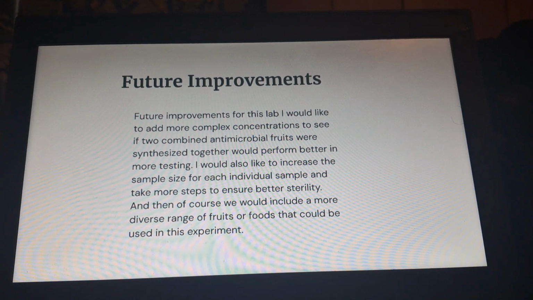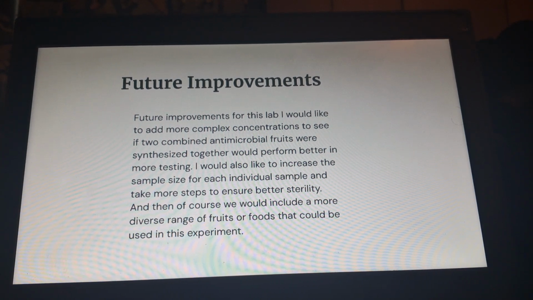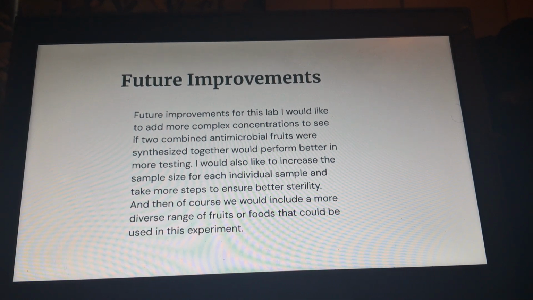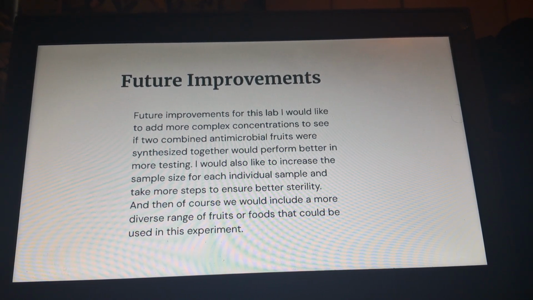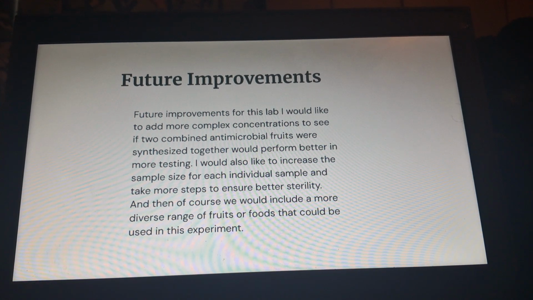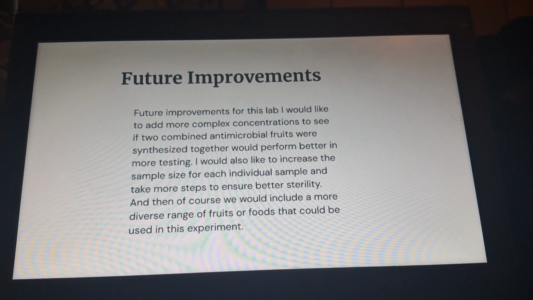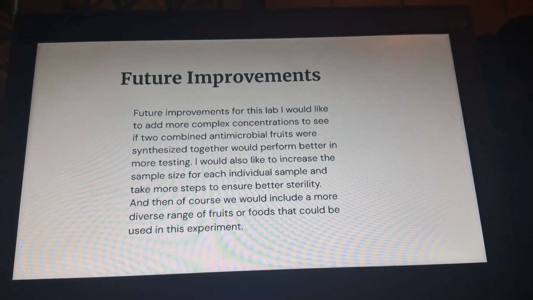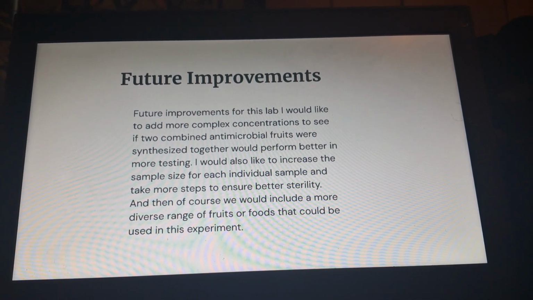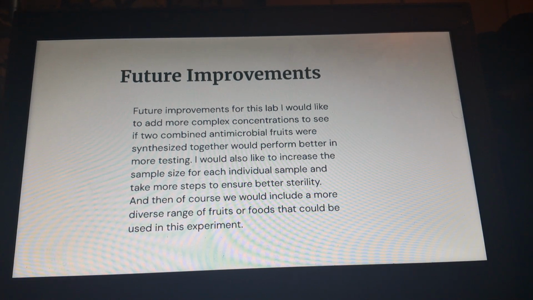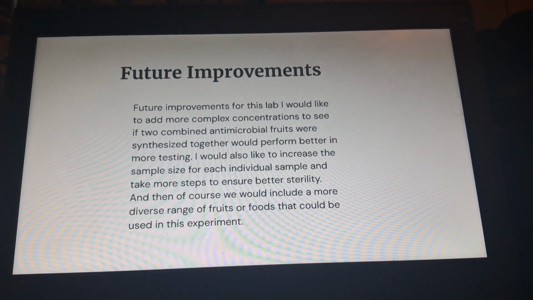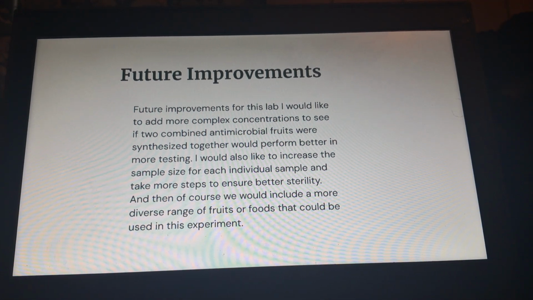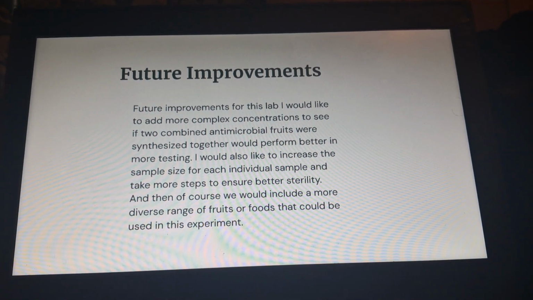We would like to add more complex concentrations to see if 2 combined antimicrobial fruits, if they were synthesized together, would perform better in our testing. We would also like to increase the sample size, of course, to increase the range of fruit that we are testing to ensure better, more accurate results across more in-depth fruit testing. And then we would also ensure better sterility in further experiments, try to get that down as best as possible so we could have a completely picture perfect plate that had perfect rings around every single sample.